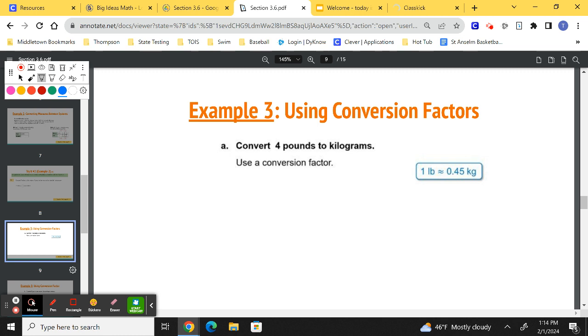I'm out of paper. Okay, so what do you do? Get a new one. Oh, you're so smart.